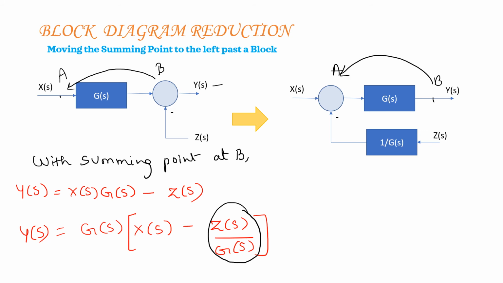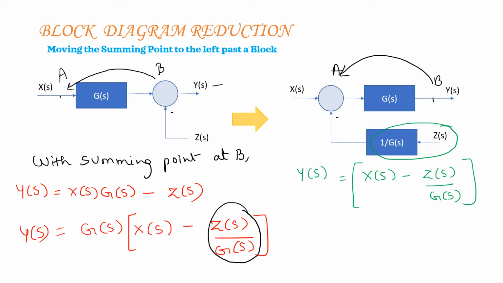Now let us see what is y of s. Y of s is nothing but x of s minus z of s by g of s, that is this one, z of s by g of s, the whole multiplied by this g of s.